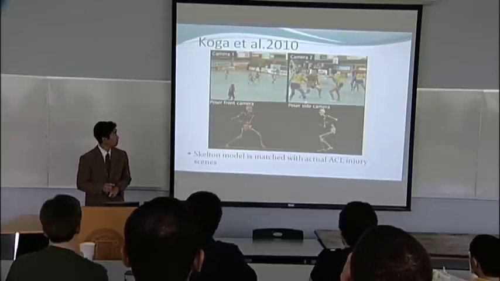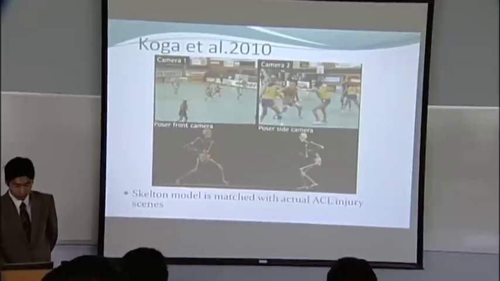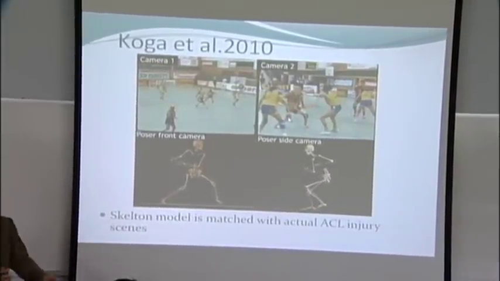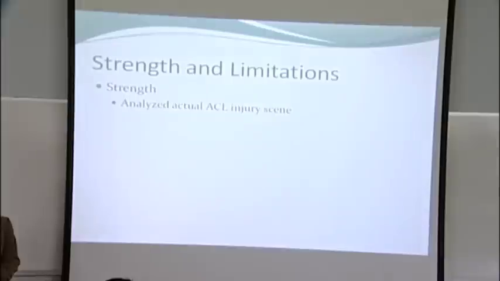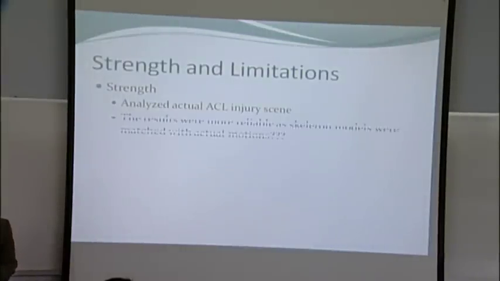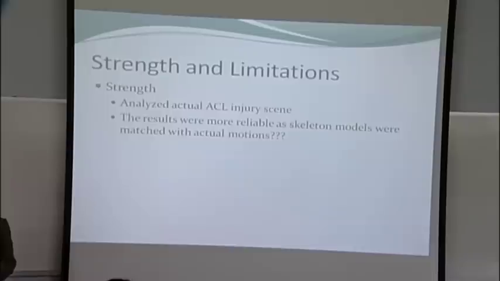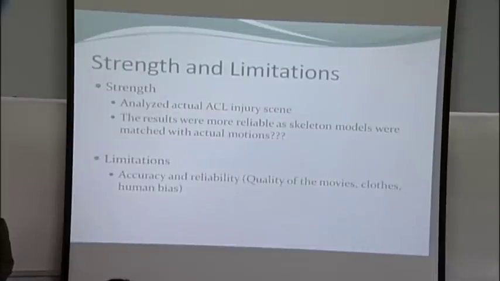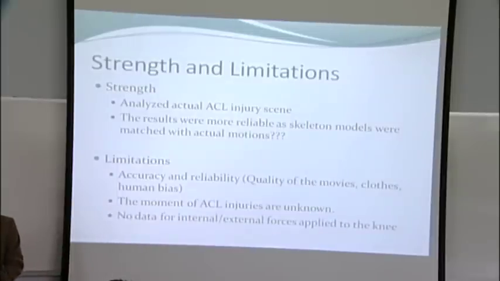So this study was done by Koga et al. They matched a skeleton model to the actual injury scenes, and they tried to visualize bone movements more clearly. The strengths, again, they analyzed actual ACL injury scenes, and the results are more reliable as the skeleton models were matched with actual motions. But I don't know about this. The limitation is probably accuracy and reliability. And again, the moment of ACL injury is unknown. It is really hard to know. And again, no data for internal and external forces applied to the knees.